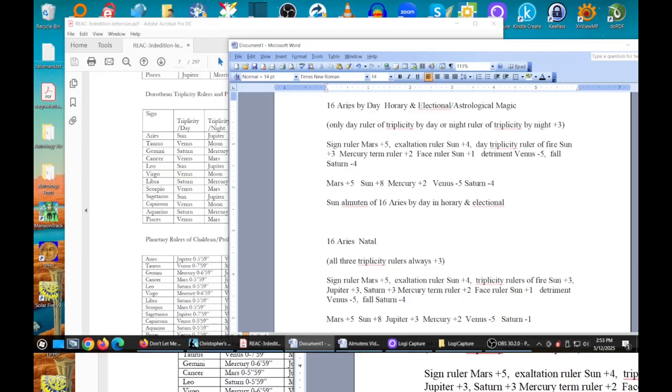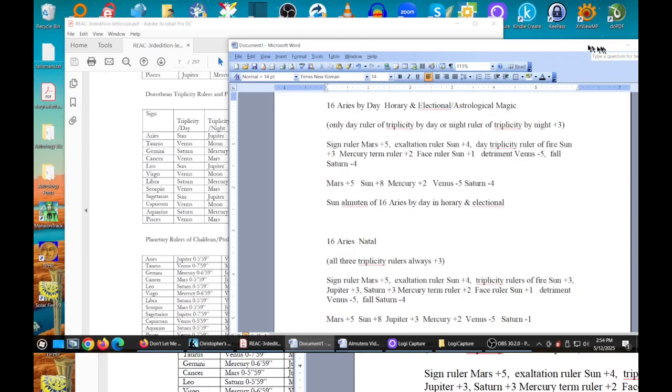So 16 Aries, what we're going to do is walk through all the essential dignities, see which planet rules those essential dignities, and give that planet points if they rule them. If we start off with the sign ruler, the ruler of Aries is Mars, and he gets +5. Okay, so you see that +5. Then the next is the exaltation ruler, and Sun is exalted in Aries. Sun gets +4, which is the exaltation rulership.